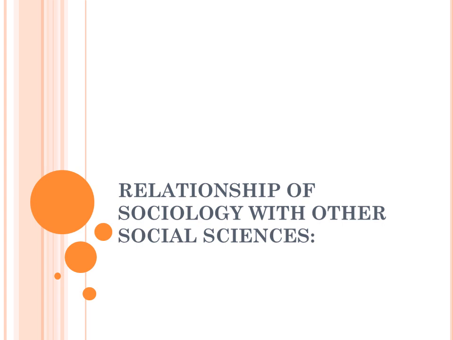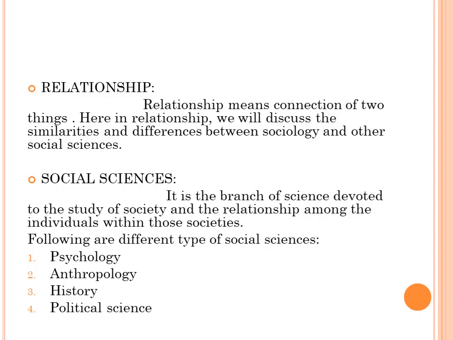Today is our third lecture of sociology, in which we discuss the relationship of sociology with other social sciences. First, let's know what a relationship is. Relationship means connection of two things. Here, we will discuss the similarities and differences between sociology and other social sciences.